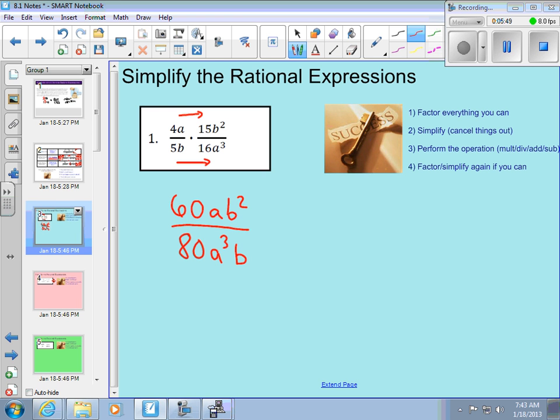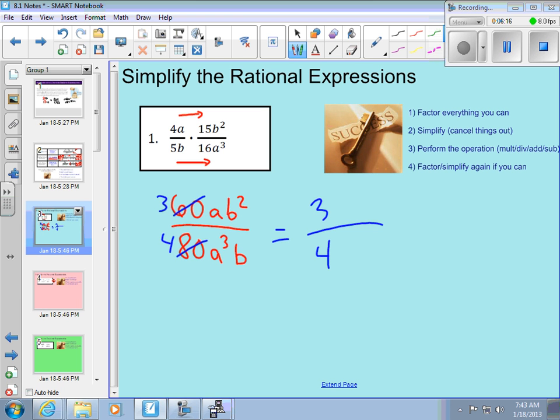So we want to look for, can we cancel anything out? Well, let's start with the numbers. Is there any number that goes into 60 and 80? Well, for sure you can see probably 10 does. I think there's even a number bigger, 20. 20 would go into both of those. So now you want to see how many times does 20 go into each number? Well, 20 would go into 60 3 times. 20 would go into 80 4 times. So that's going to be part of our answer.